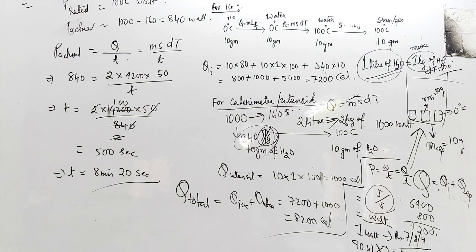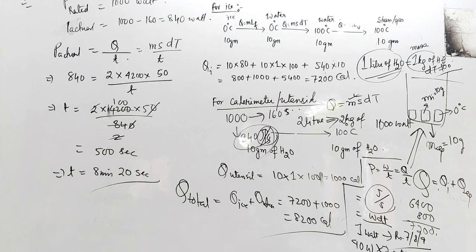The time taken by the heater to change the temperature of the water from 27 to 77 will be 500 seconds, and this 500 seconds is equivalent to 8 minutes and 20 seconds.